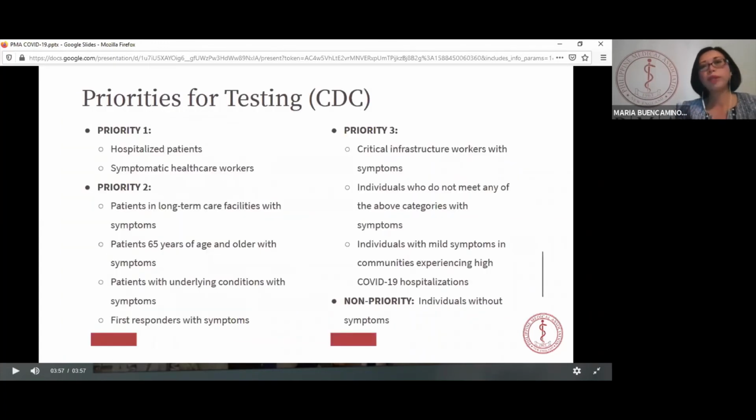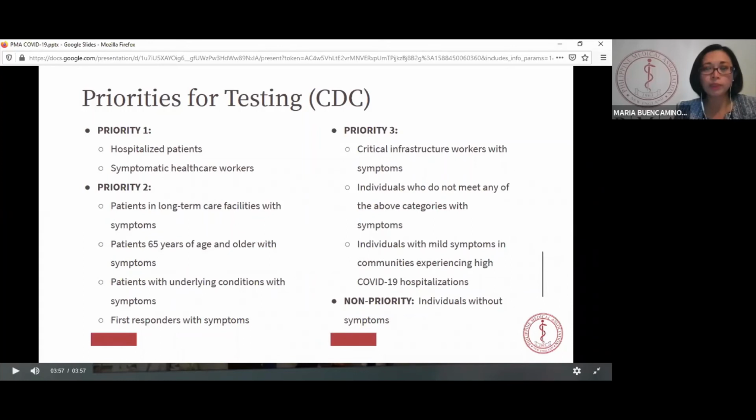So what are the priorities for testing? So these priorities for testing are constantly changing. So at the beginning of the pandemic, the CDC and the Department of Public Health released 7 categories for testing. And that's because of the limited testing supplies. Fortunately, due to the increasing availability of testing supplies, the criteria have broadened. So as of a few days ago, they had 3 priorities for testing, but as of today, the priority of testing has changed once more.